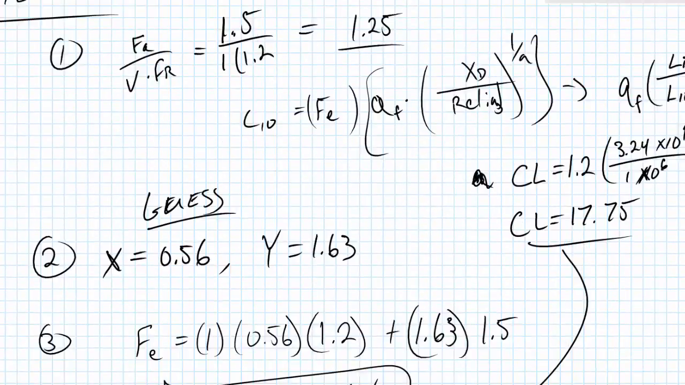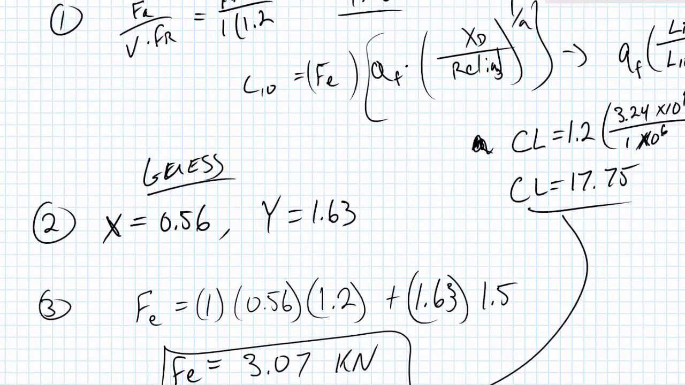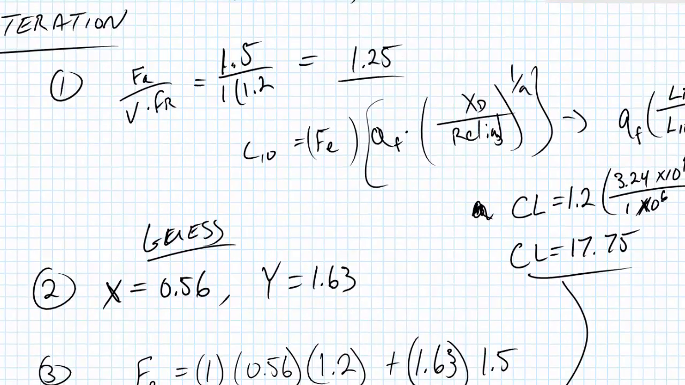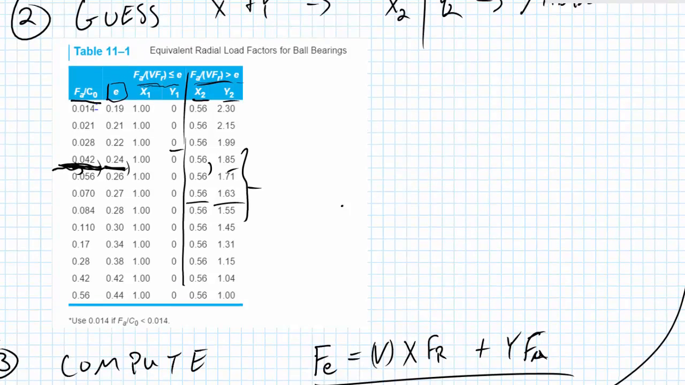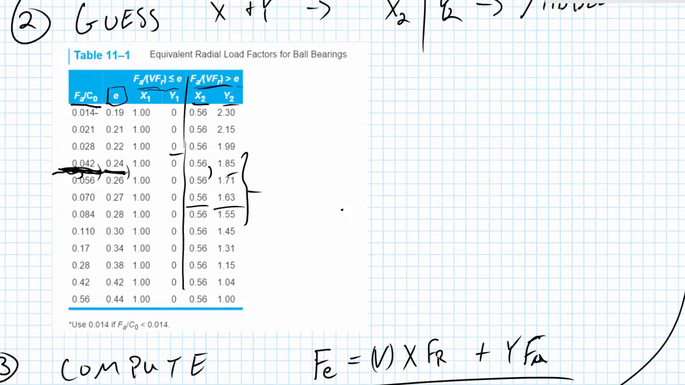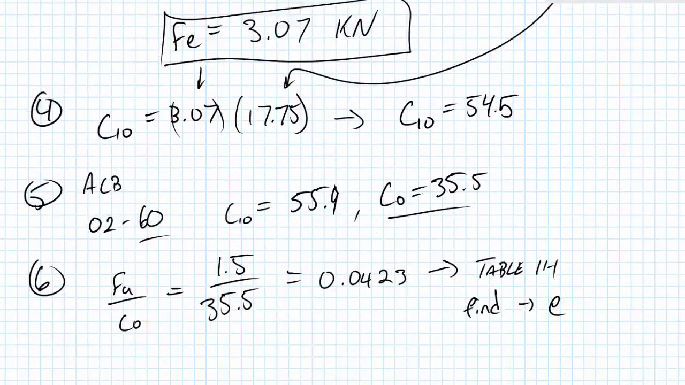So recall that our constant that we calculated was 1.25. So indeed, our e value is smaller than our ratio of Fa over VFr. So we are still within the X2 and Y2 column, but what this is telling us is we should be choosing these X's and Y's as our values. So 0.56 again for X, it's a constant, and this time 1.85 for our new Y.